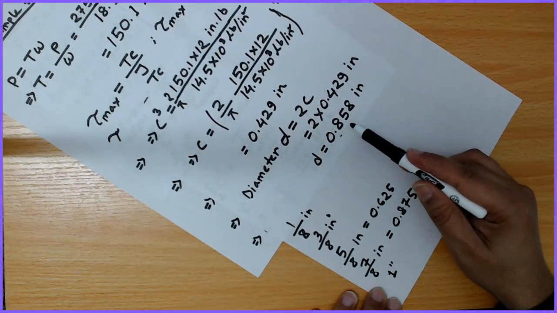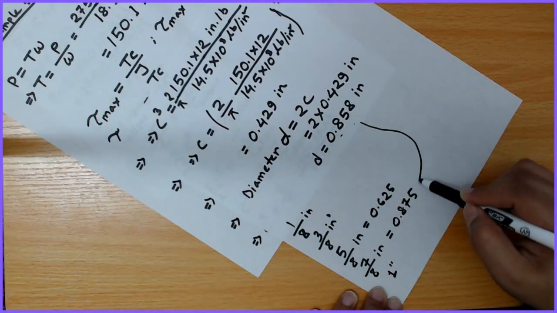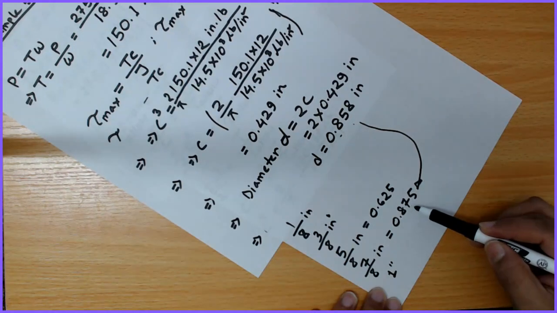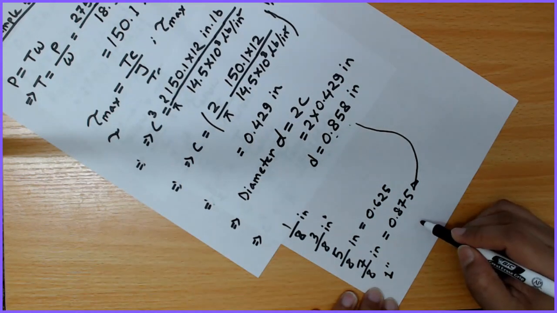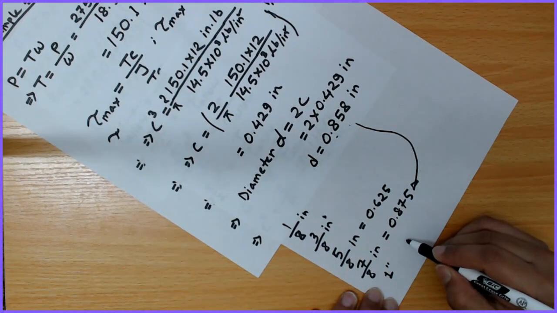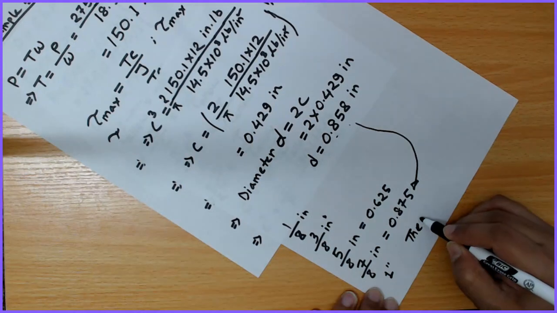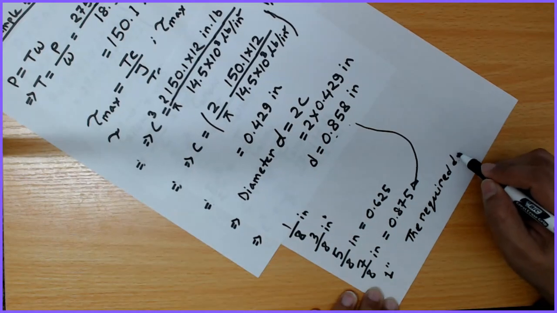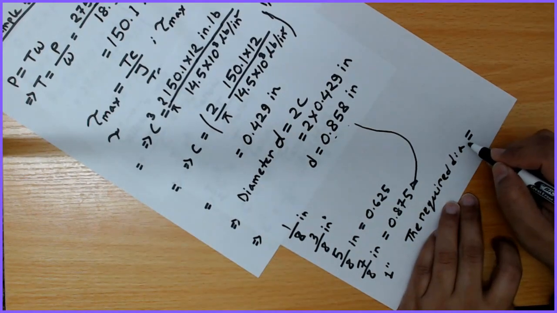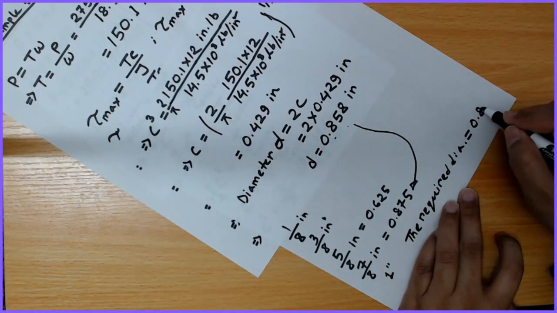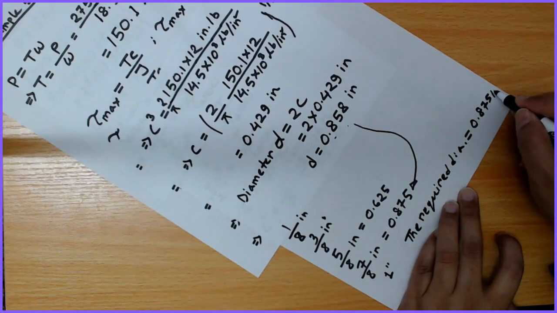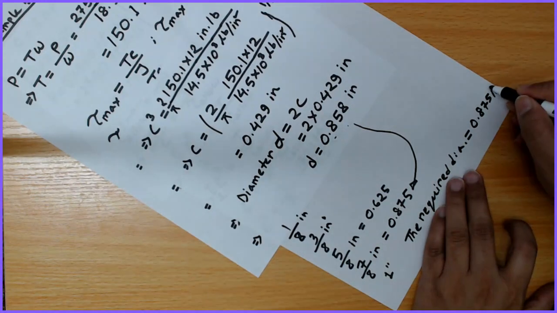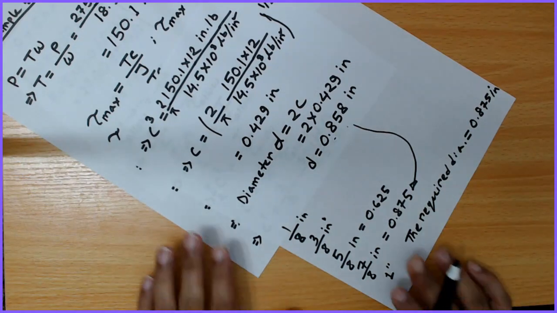So this 0.858 is pretty close to 0.875. So the required diameter is 0.875 inch. This is the answer of the problem.